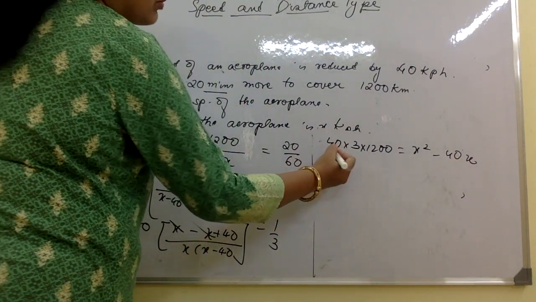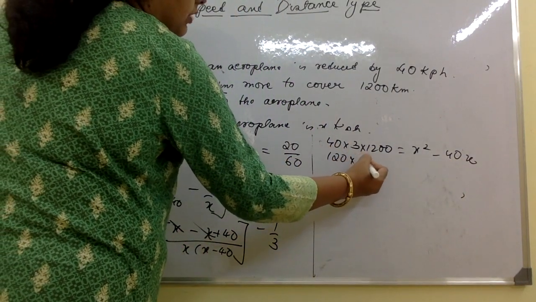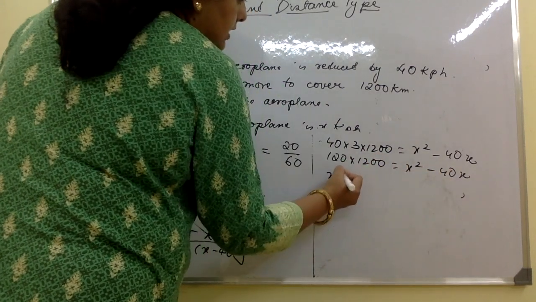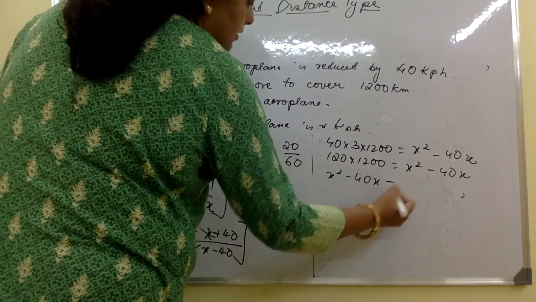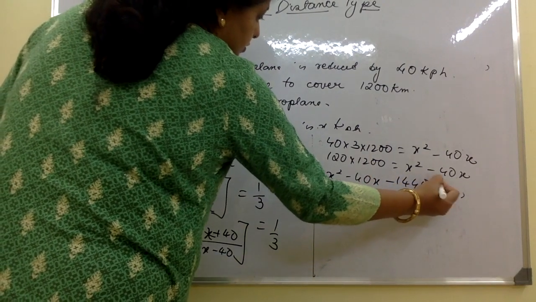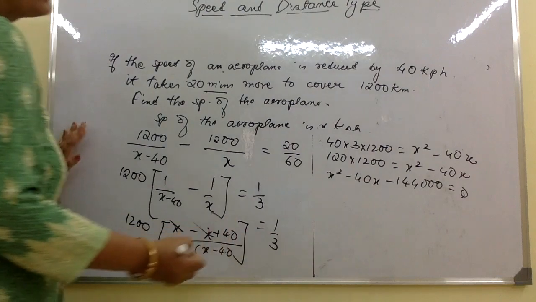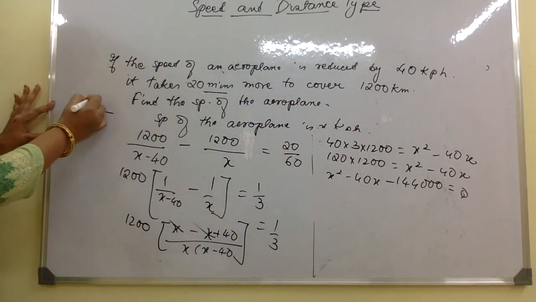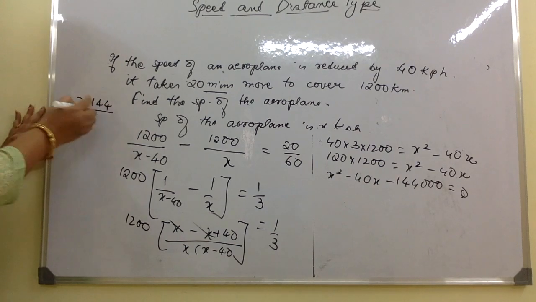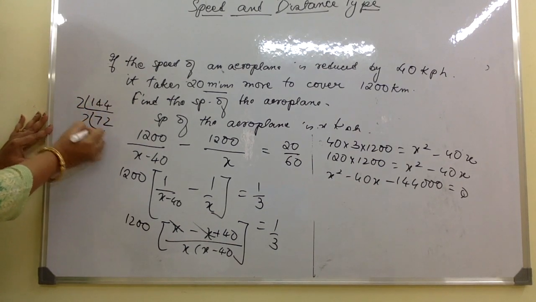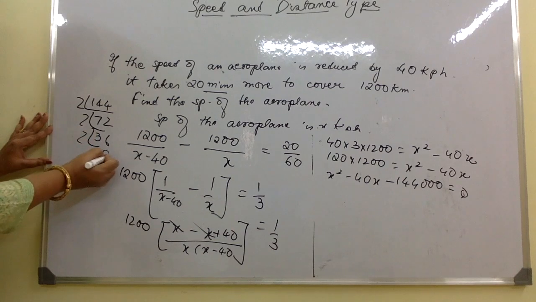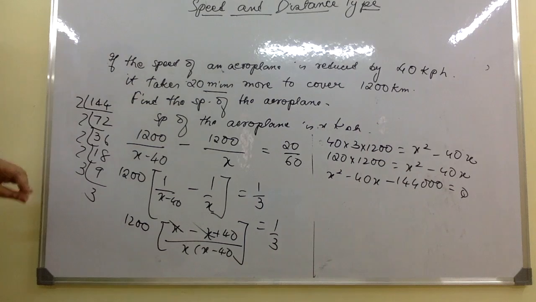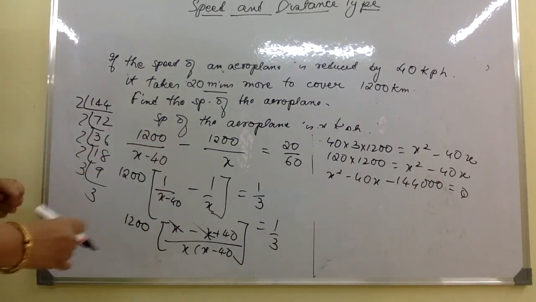Now that is how much? 120 into 1200, which is x square minus 40x. So x square minus 40x minus 144000 is equal to 0. If I do a prime factorization of 144, 144 is 2 times 72, then 2 and 36, then 2 and 18, then 2 and 9, and 3 and 3. Let's see. Here I can get a 12 and 12, but it won't work.